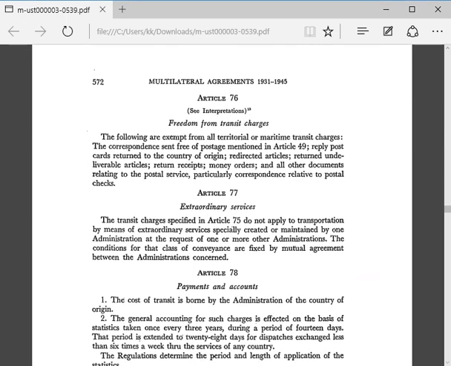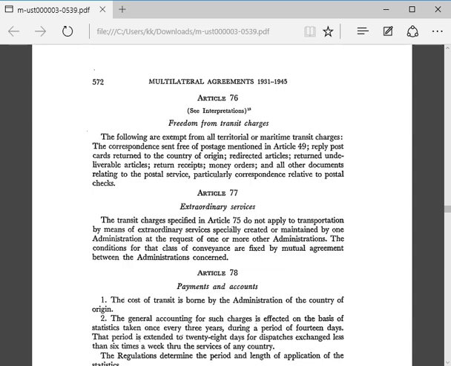Article 76. Freedom from transit charges. The following are exempt from all territorial or maritime transit charges: the correspondence sent free of postage mentioned in Article 49, replied postcards returned to the country of origin, redirected articles, returned undeliverable articles, return receipts, money orders, and all other documents relating to the postal service, particularly correspondence related to postal checks.